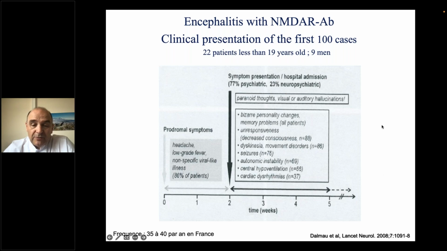And so very quickly, after the description of the first 100 cases, Joseph Dalmau was able to say that this disease was characterized by the presence of autoantibodies in the CSF, but with a very specific clinical presentation. And so now the clinical presentation of the patients may lead to the correct diagnosis.